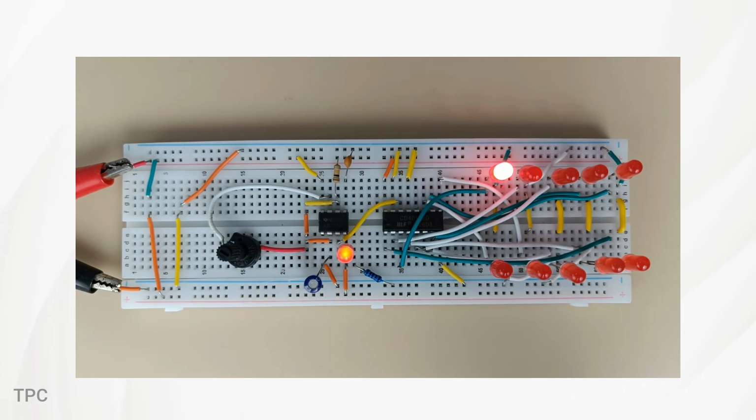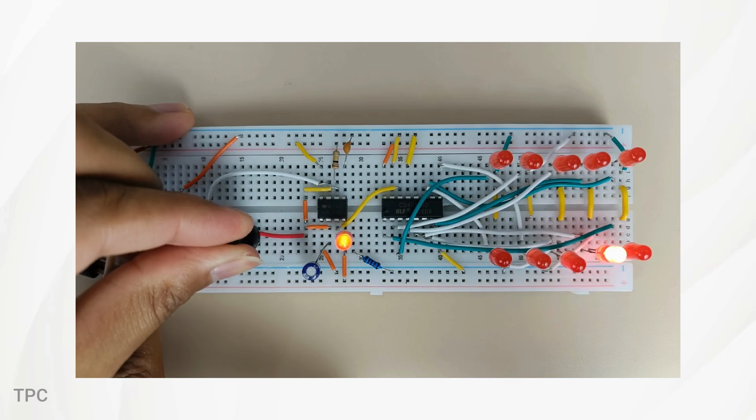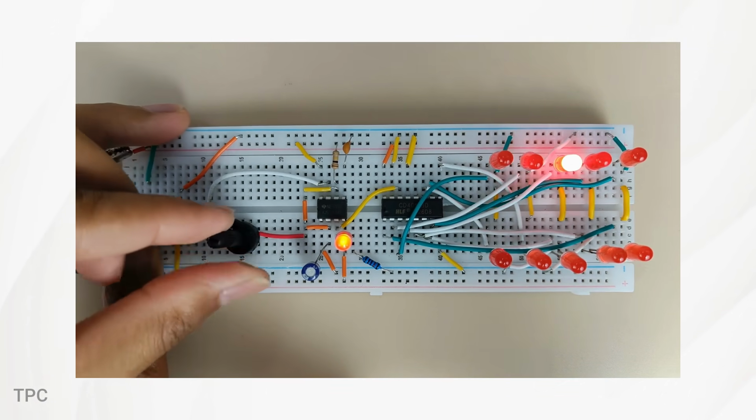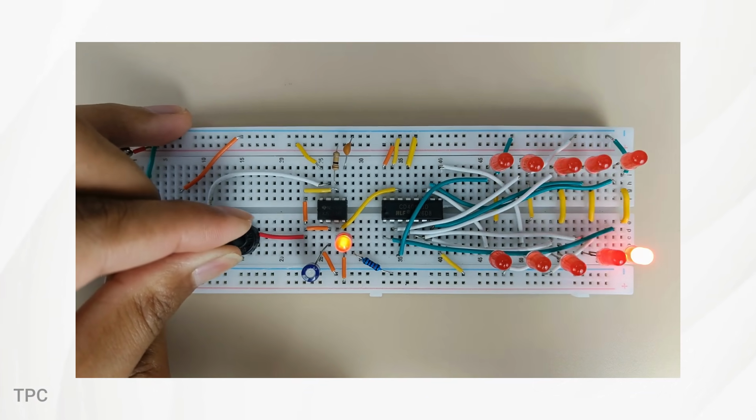I've connected the clock input of the IC to the 555 timer, and the outputs are connected to 10 LEDs. So as the 555 timer generates pulses, you can see the LEDs turning on one after another, creating this running light effect. And once it reaches the last output, it resets and starts again from the beginning, creating a continuous loop. You can also control the speed of this running pattern simply by adjusting the frequency of the input signal. In this case, by changing the timing components of the 555 timer.